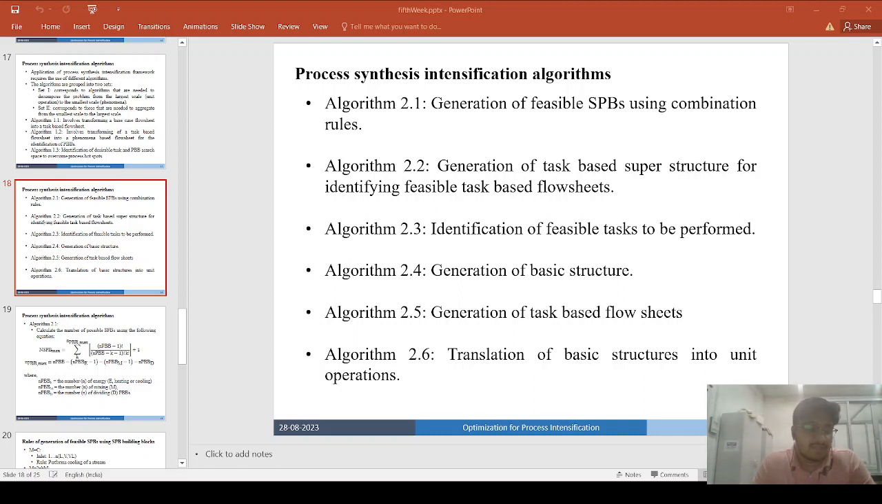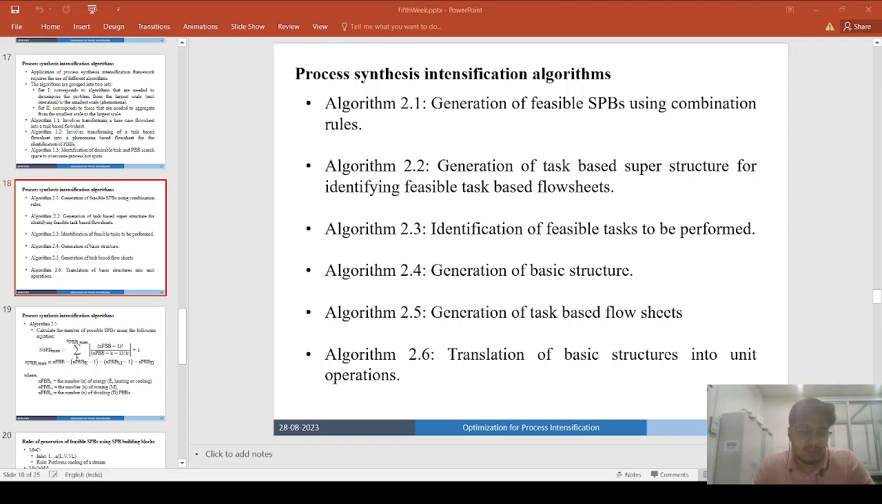Now, the steps in sub-algorithm 2.2: there are two levels. The first level is to generate the task-based superstructure, which involves identification of the minimum number of separation tasks that need to be performed and a sequence of tasks, starting from all possible reaction tasks to the separation tasks. The second level considers the merging of adjacent reaction and separation tasks and updates the task-based superstructure.